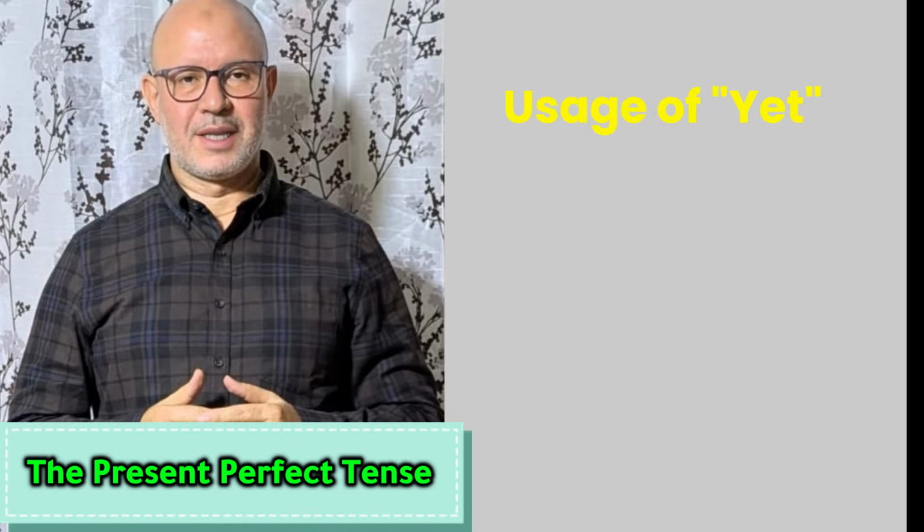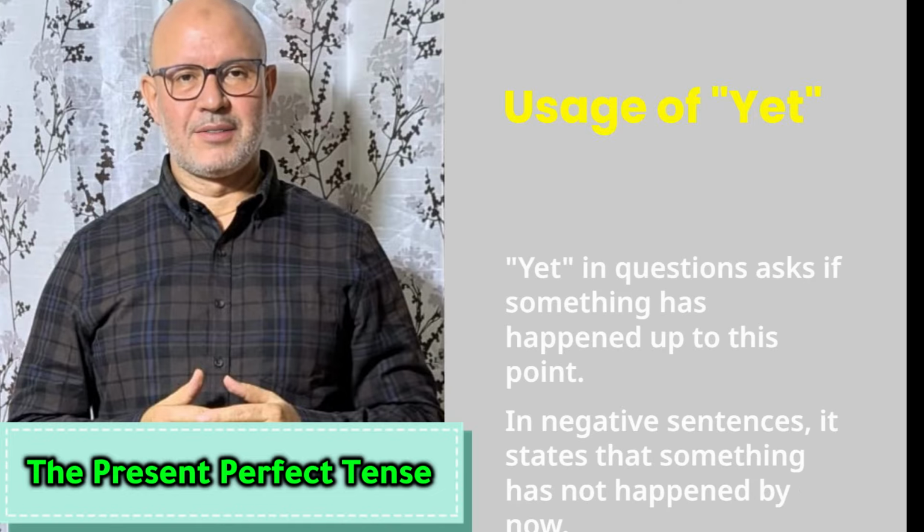Yet is typically used in questions and negative sentences. In questions, it asks if something has happened up to this point. Have you seen the doctor yet? In negative sentences, it states that something has not happened by now. No, I haven't seen him yet.